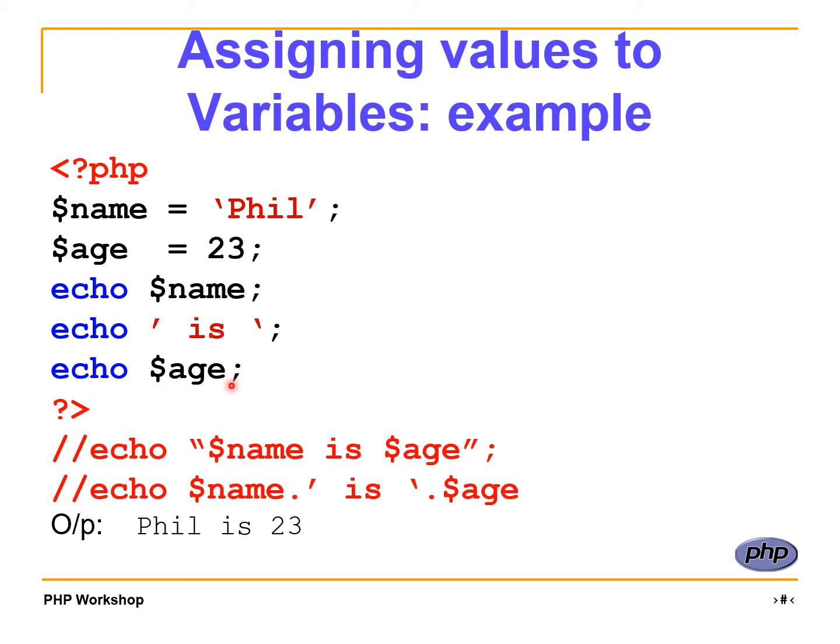Then echo $age. The value in age will be printed, so fill is 23. The same thing can be printed like this: $name is $age. If you use it like that, it also produces fill is 23. Or you can use $name dot is $age. Dot is a symbol used for appending string values. So the append operator in PHP is dot. For all these three statements, the output is fill is 23.